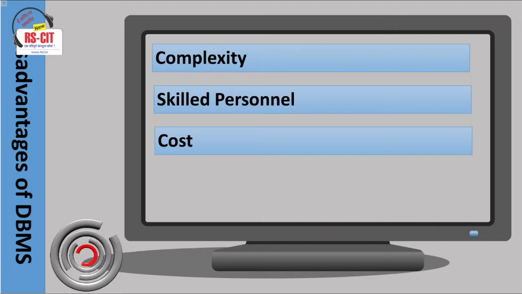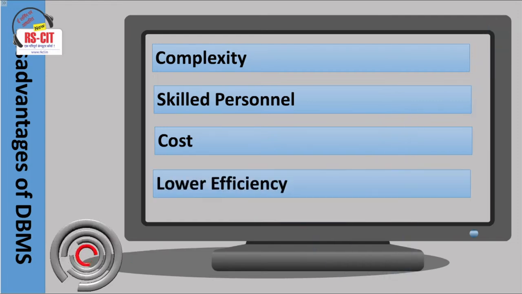Cost. Through the use of a database system, new costs are generated for the organization itself, but also for additional hardware and the more complex handling of the system. Lower efficiency. A database system is a multi-use software which is often less efficient than specialized software which is produced and optimized exactly for one problem.